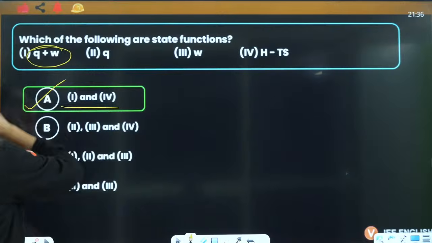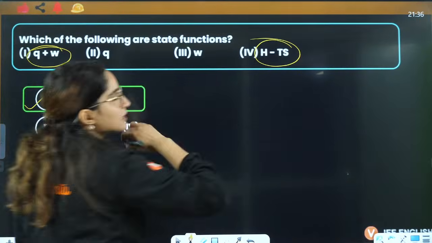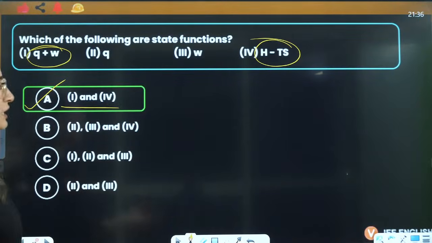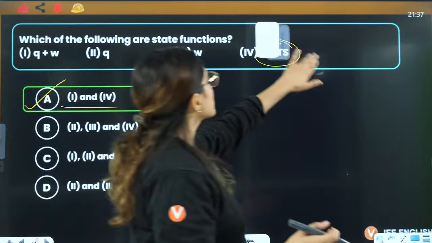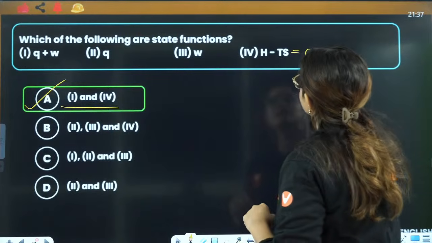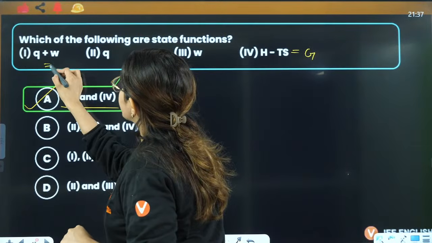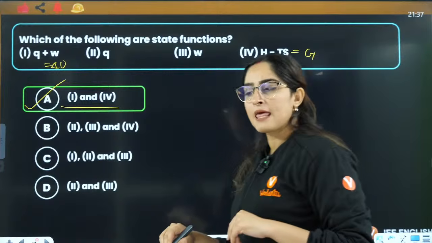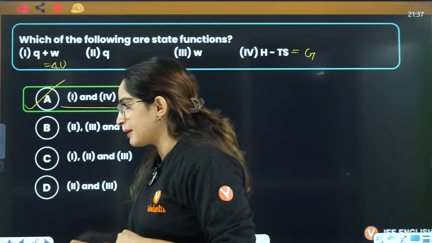Ma'am, how did you name this? These things we'll discuss later on in this class, right? As of now, just remember that this is G, and this is U. This is delta U. Okay? Right, everybody? Tell me.